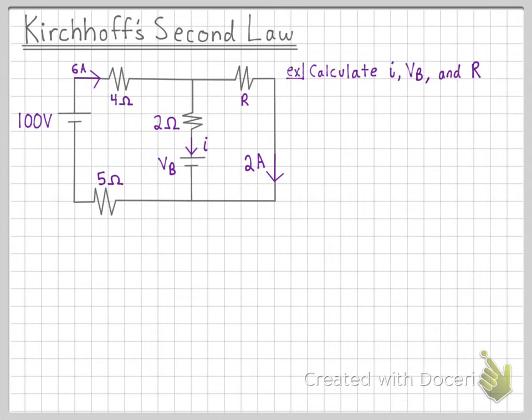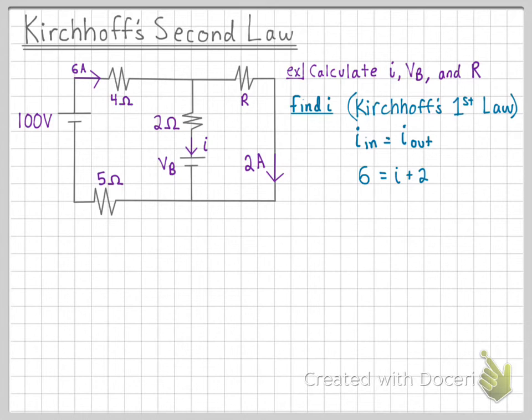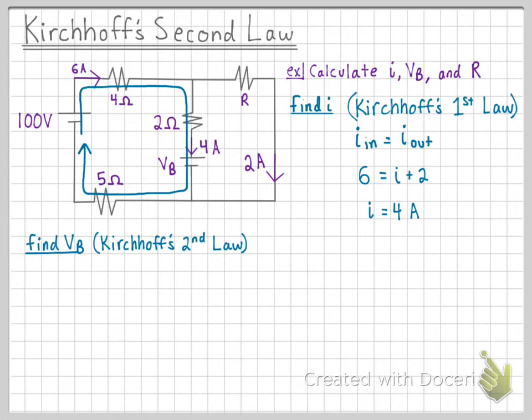We now have the tools to tackle more complex problems like this one, where we do not know a current, a voltage of a battery, and a resistor's resistance. We know that we can use Kirchhoff's first law to solve for the missing current. The current going into the junction at the top is 6 amps, and the current coming out is 2 amps and our unknown current. So we can easily solve and see that this missing current was 4 amps. Next, we can solve for the battery's voltage by applying the loop law, or Kirchhoff's second law.